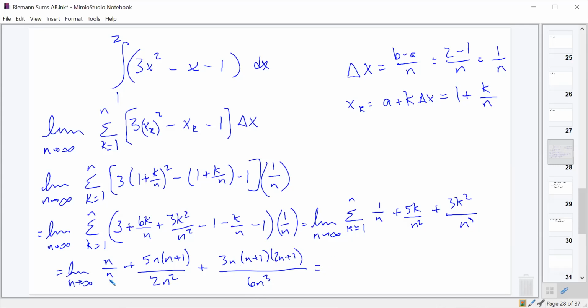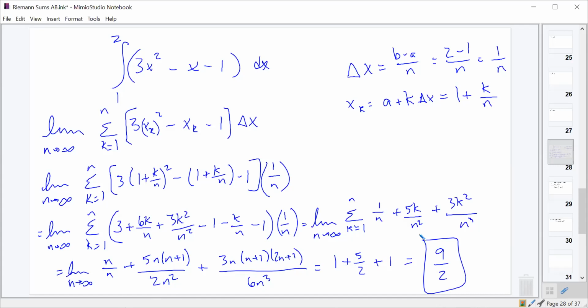So now the n over n part is 1. This is 5n squared over 2n squared as the highest degree part. So that's 5 halves. And then this is 6n cubed over 6n cubed, so plus another 1. So it looks like that should come out to be 9 halves.